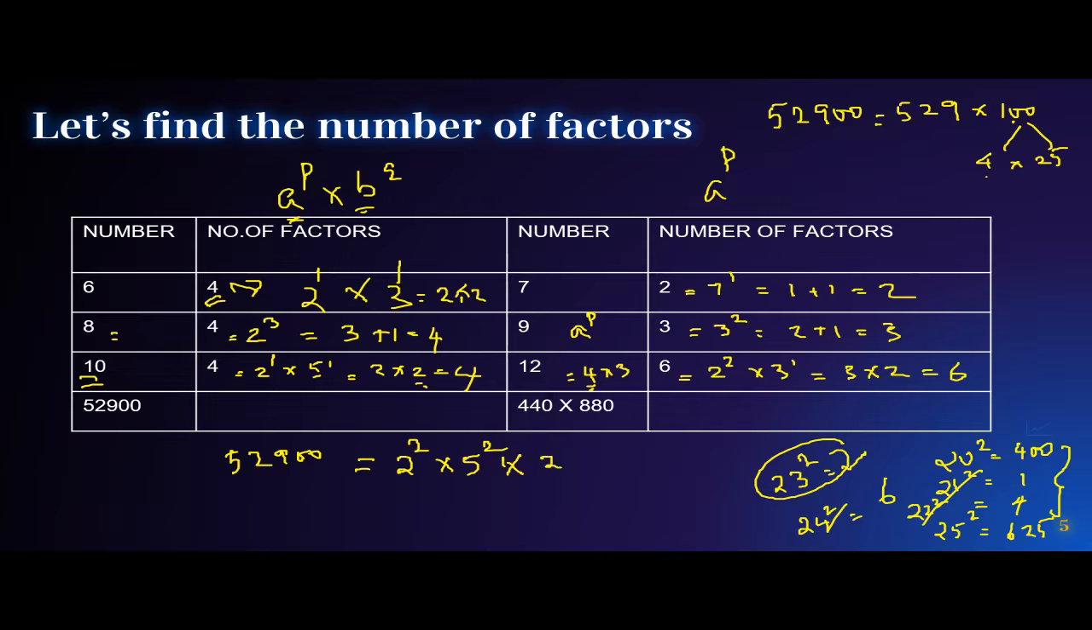So 23 is a prime number. This is in the form of a power p into b power q into c power r, where the value of p is 2, so p plus 1 is 3. I'm directly writing that the value of q is 2, so q plus 1 is 3. And the value of r is 2, so r plus 1 is again 3. So 3 into 3 into 3 gives me 27. So I can directly say that the total number of factors for 52,900 is 27.